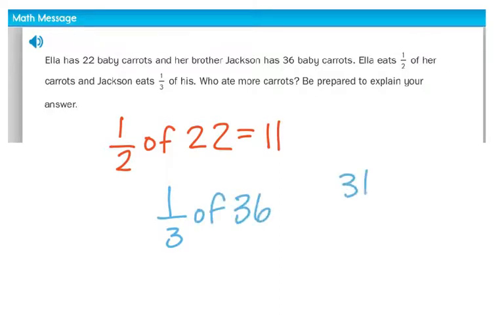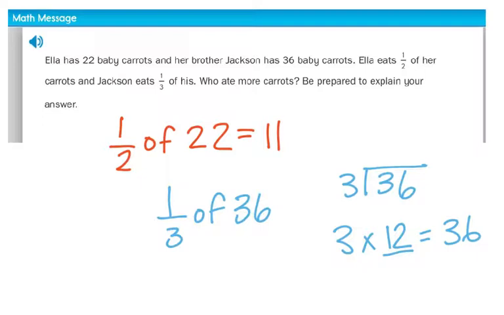And what is 1/3 of 36? In other words, how many 3s are there in 36? Or 3 times what would give me 36? And the answer would be 12. So who ate more? Jackson ate more.